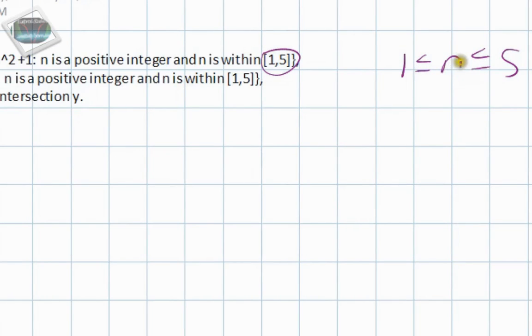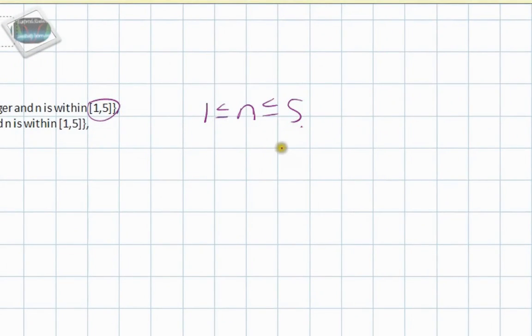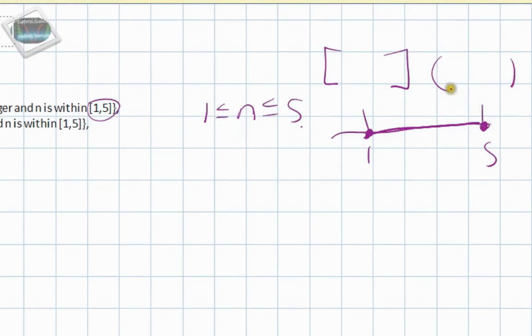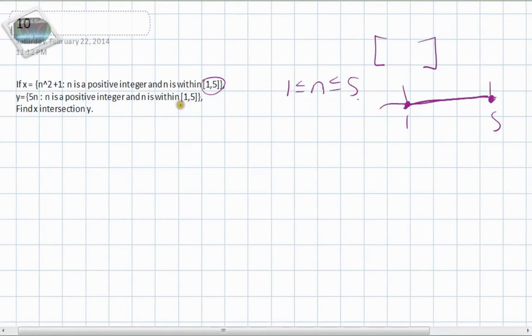So what this is saying is n is in between 1 and 5, and it includes 1 and 5. So you write that on a number line, for instance. Here's the number 1, here's the number 5. 5 is included, 1 is included, everything in between is included. You can also write it this way. Brackets like these mean inclusive. If the brackets were written like this, it would be exclusive, and 1 and 5 would not count. But that's not the case here. Same thing down here.